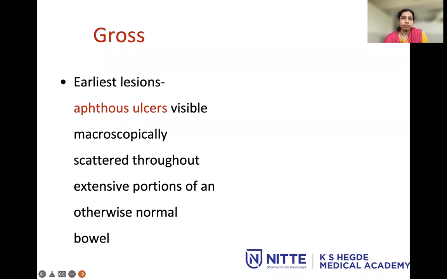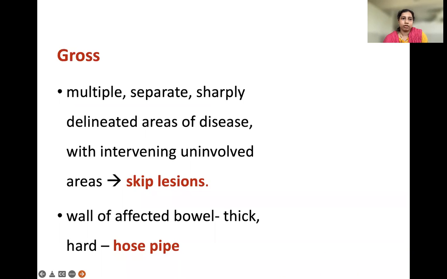The earliest gross lesions are aphthous ulcers, which are very small, minute ulcers involving only the epithelium, visible macroscopically, scattered throughout an extensive portion of otherwise normal bowel. Later, they will coalesce to form large ulcers. You can see multiple separate, sharply delineated areas of disease with intervening uninvolved areas. This is called skip lesion: presence of delineated areas of affected lesions with intervening uninvolved areas.